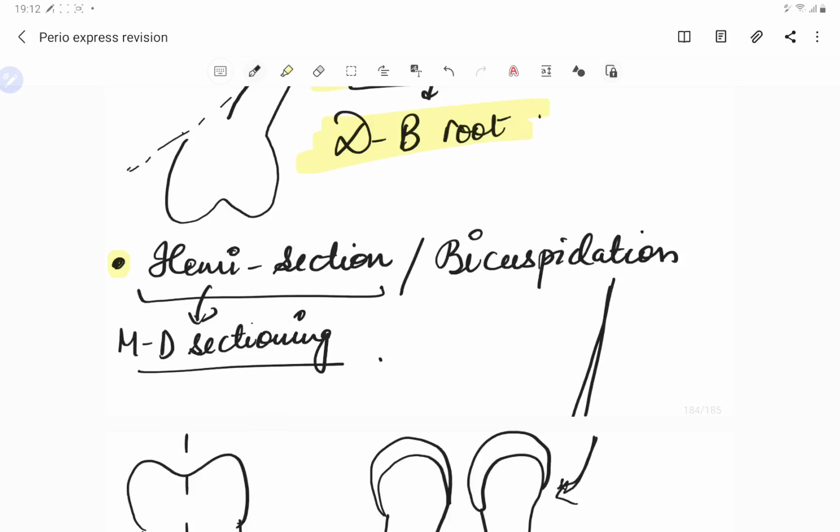And oftentimes people use both terms, hemi-sectioning and bicuspidization, for keeping. But when they are different terms, hemi-sectioning means removing the diseased root as well as the crown and keeping the good root as well as the crown, sectioning in the mesiodistal way. And root separation or bicuspidization is when we keep both of the roots but we are separating them and using them as abutments.